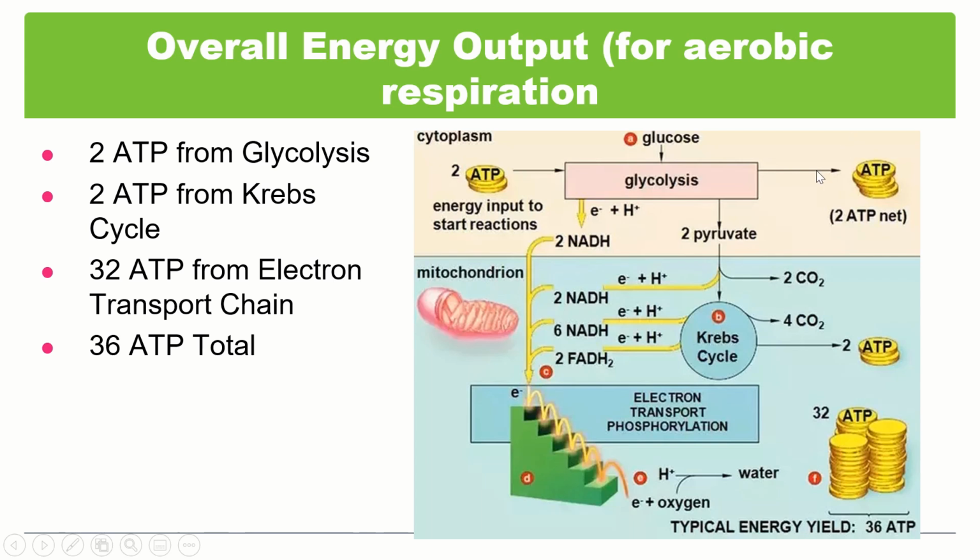Okay, and this diagram also summarizes the whole process. So glycolysis, 2 ATP in, but 4 out, so 2 net. The pyruvate moves on to the Krebs cycle. From that, we get all these electron carriers that go into the electron transport chain. We also get the 2 ATP here, and then overall, you can end up with 32 ATP from the electron transport chain for a total of 36 ATP.